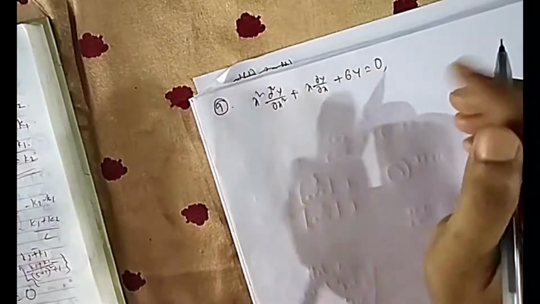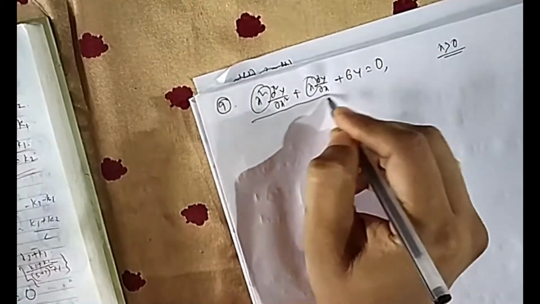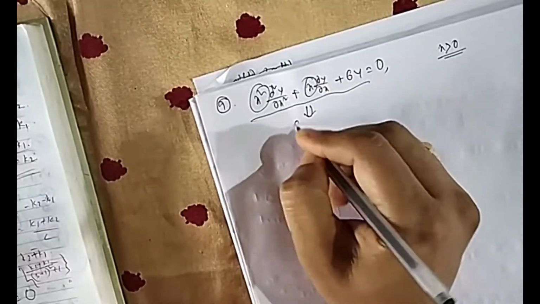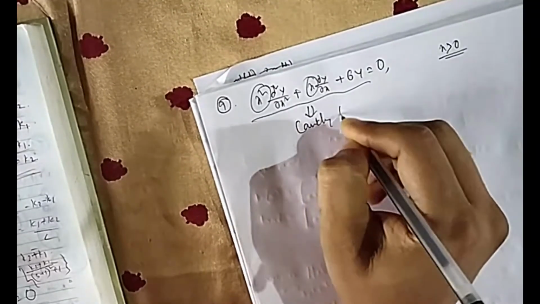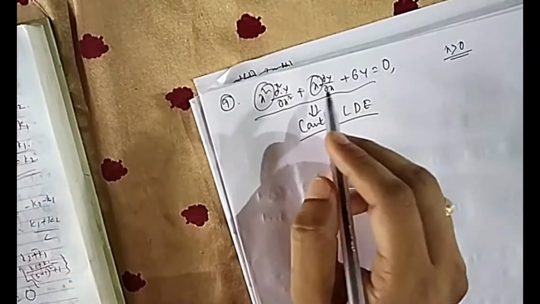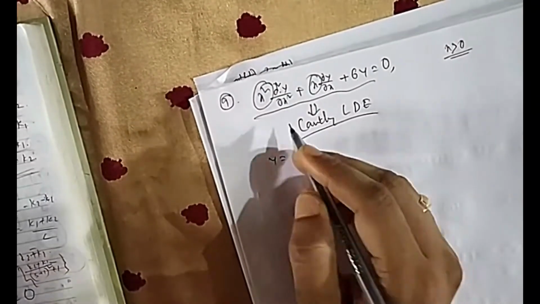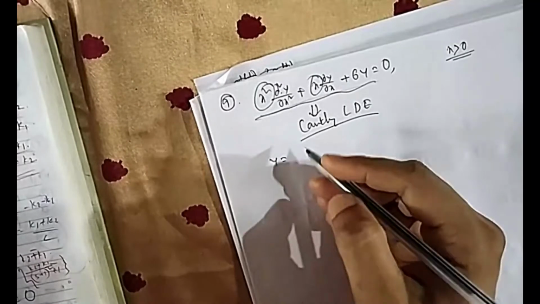So in question 9, this is the given one, and they have asked which of the following is the solution for this one for x greater than 0. Now this one is a very standard differential equation, which is known as Cauchy linear differential equation. You can recognize that one. But it is not asked here to solve this equation; they have given some solutions and you have to check. Just put the value of y. Solution means y is equal to what? If it satisfies this equation, then it's sufficient.